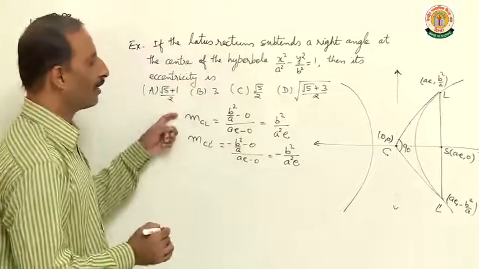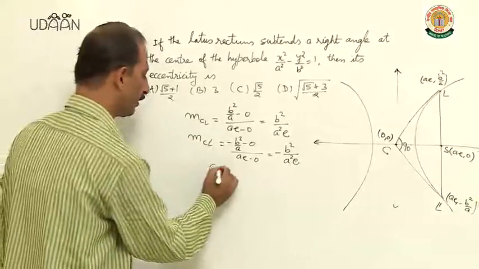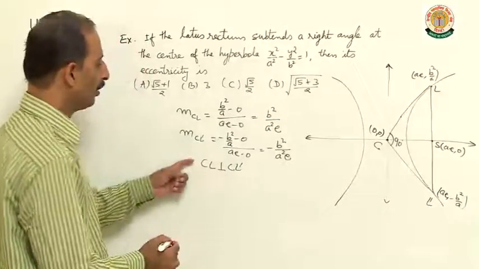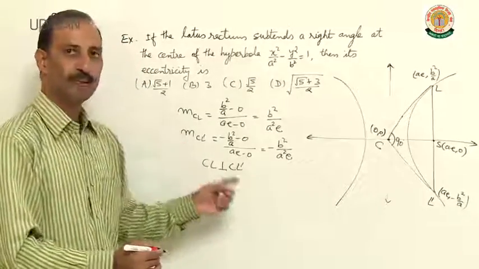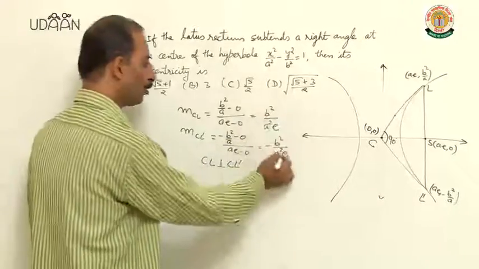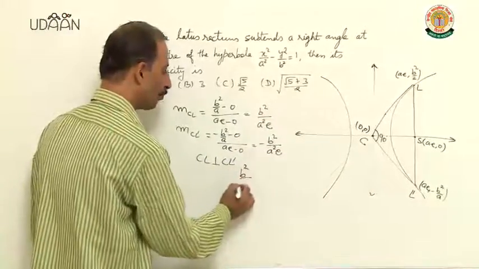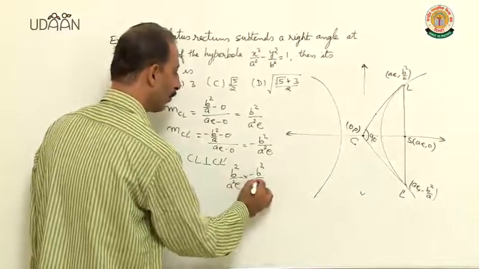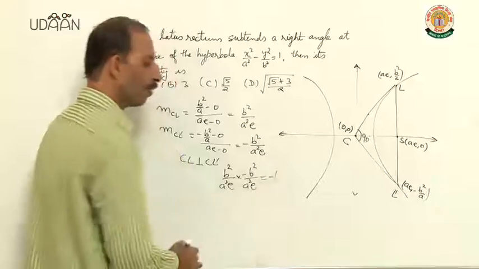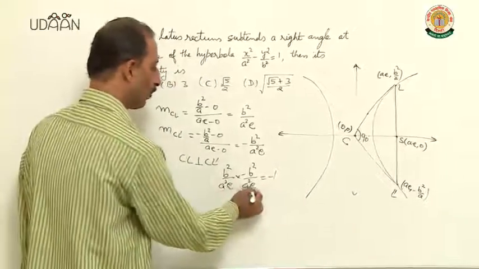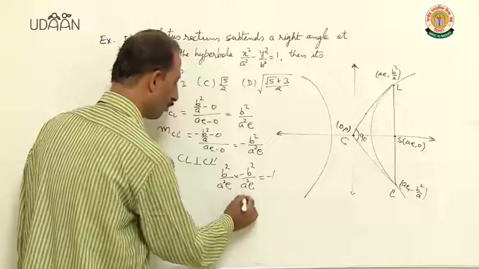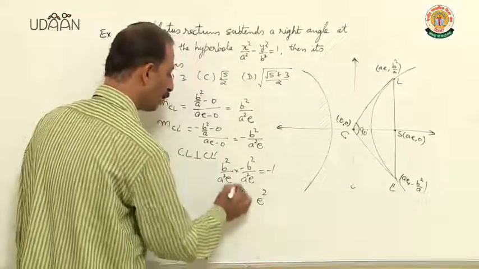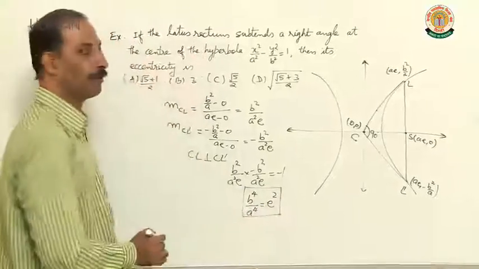Now these two lines, CL and CL dash, are perpendicular. So if CL is perpendicular to CL dash, then the product of their slopes will be minus 1. If you multiply these two values, you get b square upon a square e multiplied by minus b square upon a square e. That should be minus 1. Now multiply this, e into e becomes e square. This value you are getting, e square is b raised to power 4 upon a raised to power 4.